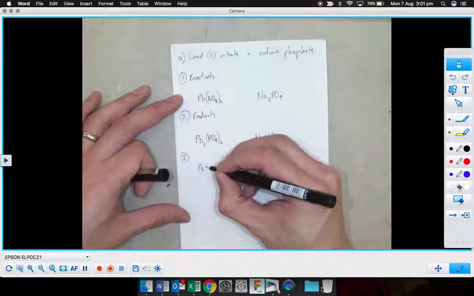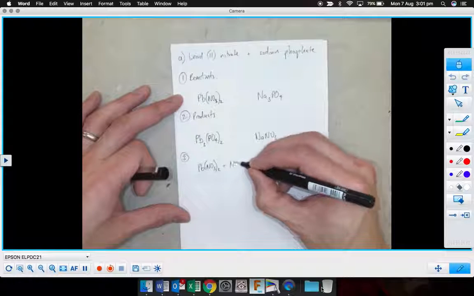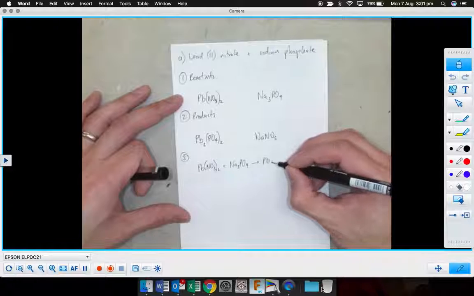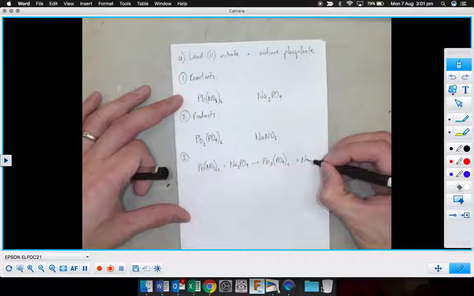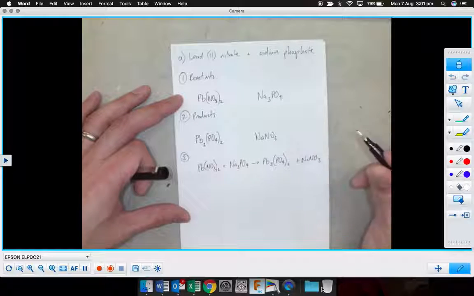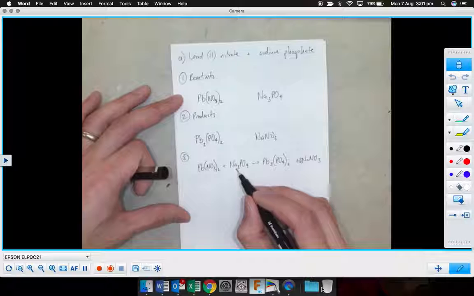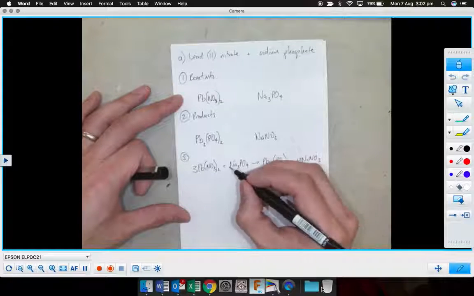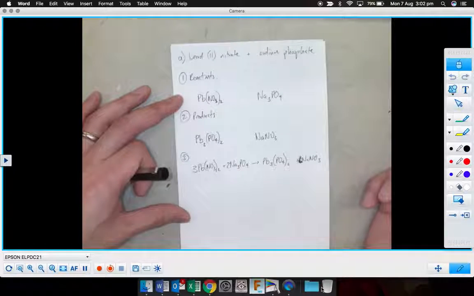Now step number 3, we can write out a full balanced equation. So Pb(NO3)2 plus Na3PO4 goes to Pb3(PO4)2 plus NaNO3. Balance this equation: 3 here to get 3 Nas, 3 here, we might have to go 2 here, we might need a 6 here, and I believe we're all balanced out.